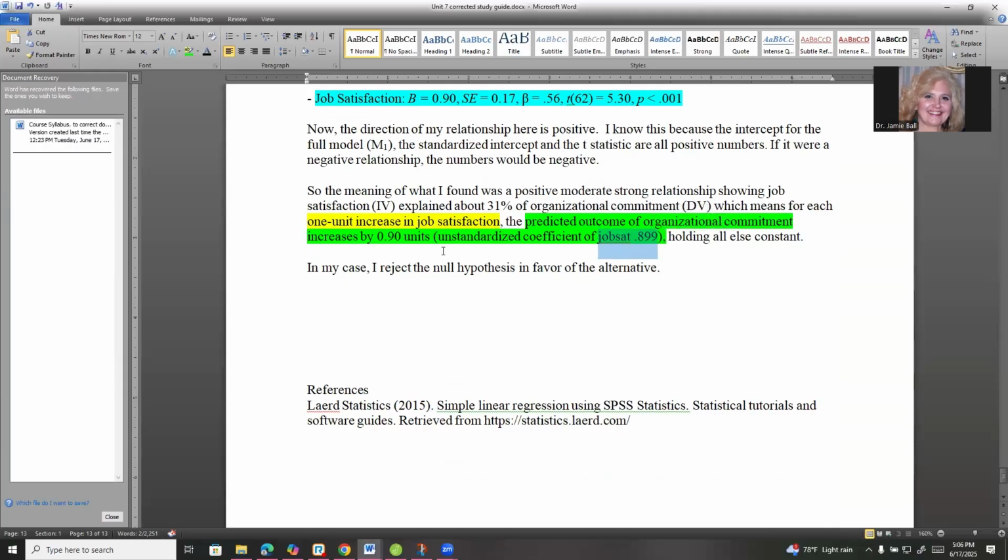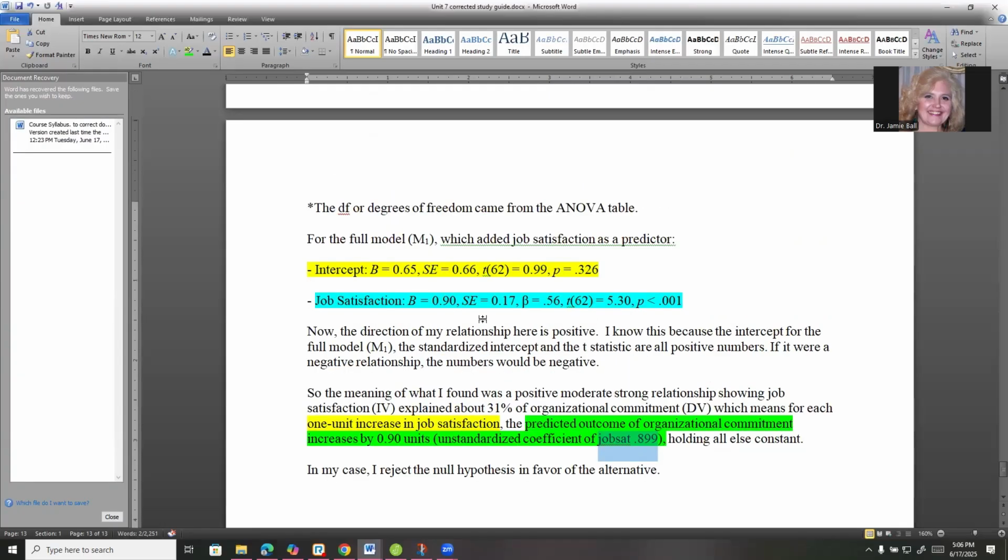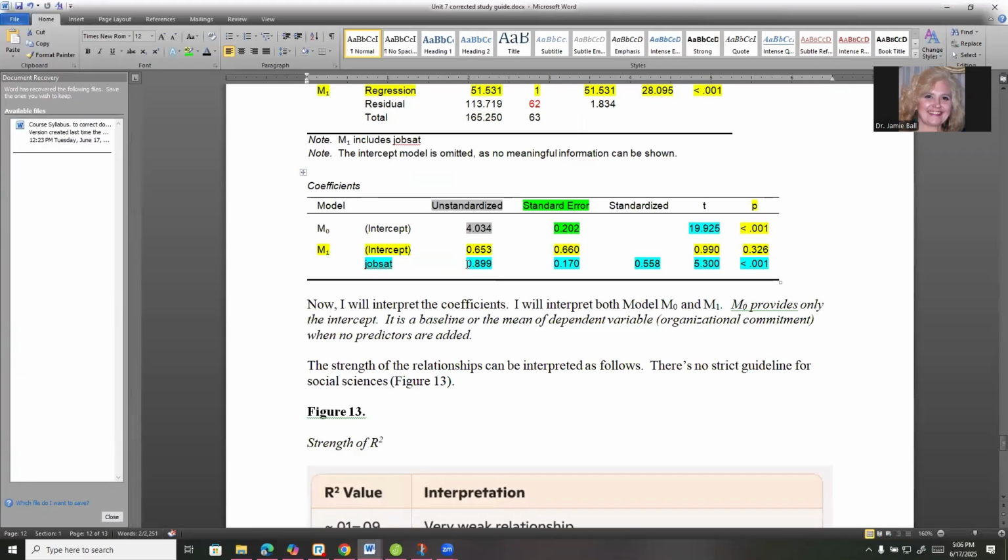So after this is all said and done, I reject the null hypothesis in favor of the alternative. Job satisfaction explained 31% of organizational commitment, which means for each 1 unit of increase in job satisfaction, the predicted outcome of organizational commitment also increased by 0.90 units. And again, I got that right here.